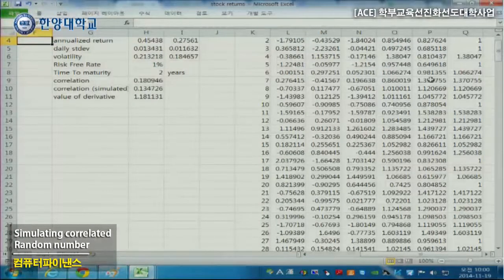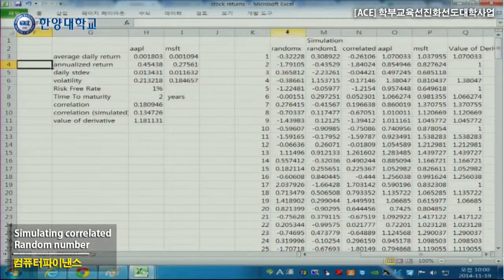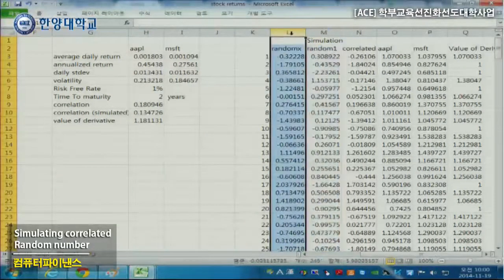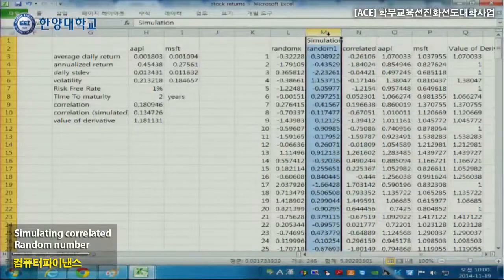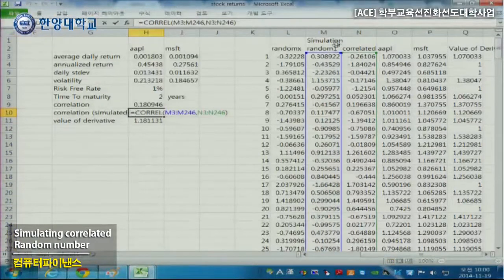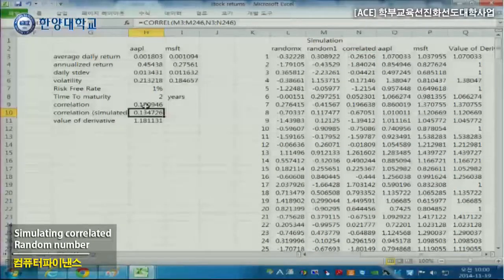The simulated correlation, random 1 and random 2? Oh, the thing is that I'm just checking this. So this is a random number. They are two independent random variables. And this one, I want to correlate the random numbers with this one, with correlation of 18%. So for this simulation, I want to check whether the correlation between this one and this one is indeed 18%.